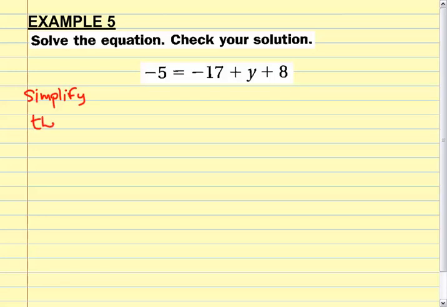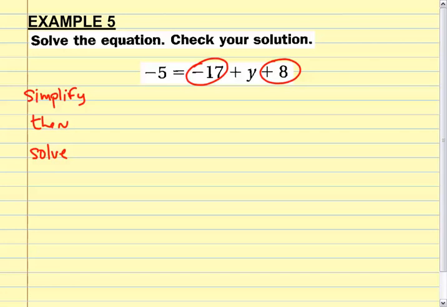Simplify, then solve. We don't want to begin doing stuff on both sides of the equation until we clean up each side. Okay? So, is there anything I can do to clean up before I begin solving, Emma? Add negative 17 and positive 8. Those two things I can put together.